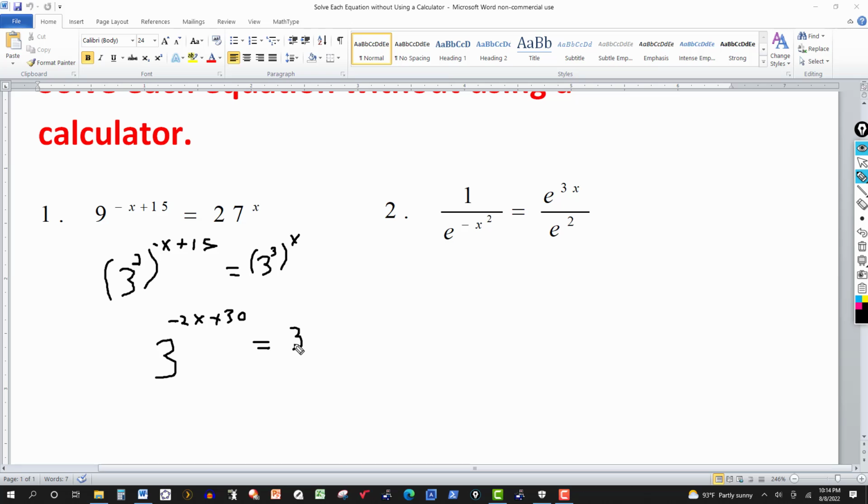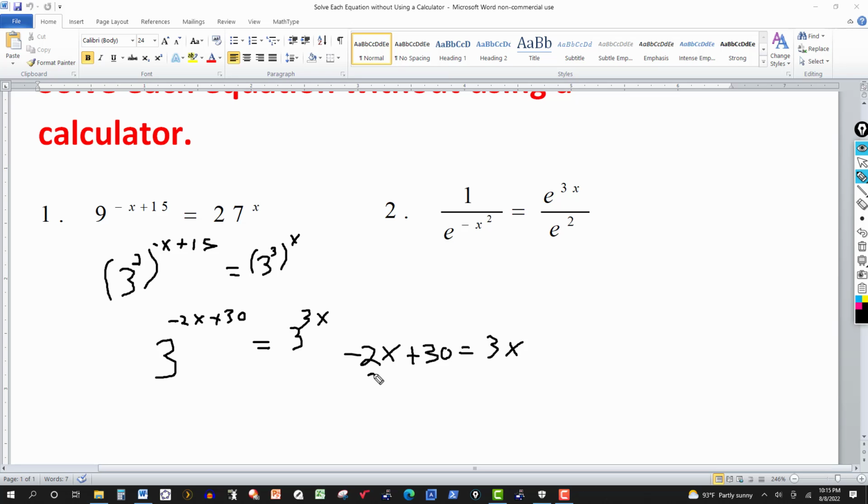On the other side, that'll be 3. Again, laws of exponents, power to a power, multiply the exponents, so that's going to be 3 to the 3x. Now I got the same base on both sides, 3 and 3. So I can equate the exponents. That means that minus 2x plus 30 should equal 3x. And then we just have a basic linear equation.